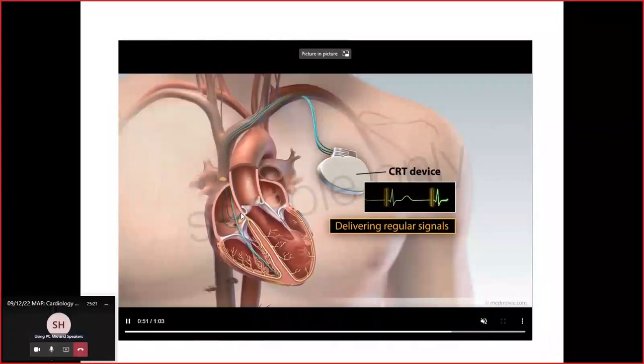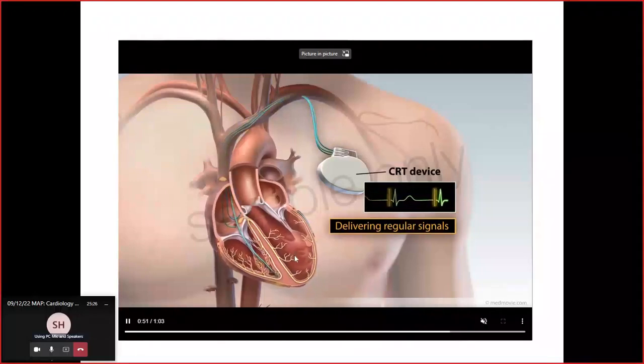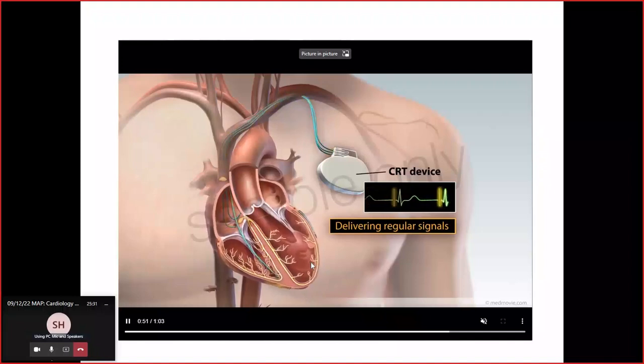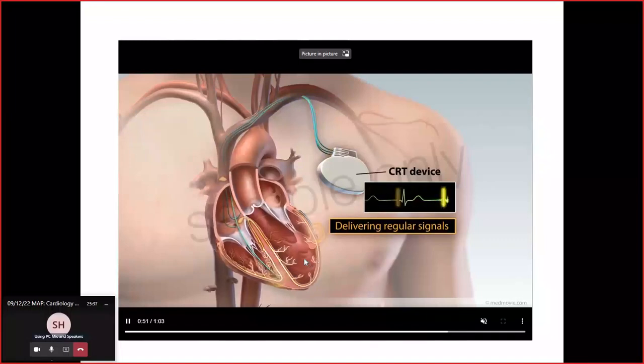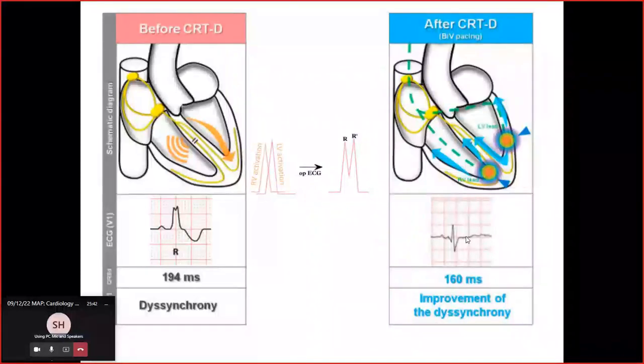So it will detect the atrial activity and send the signal to both the right ventricle and the left ventricle at the same time to synchronize the contraction of both ventricles. As you can see here, the contraction is more or less better than before. And this will be reflected also in the ECG, because the QRS duration here was maybe 190, nearly 200. It will come down to 160, and this is one of the markers of successfulness of CRT implantation.